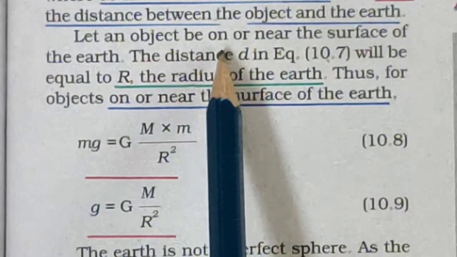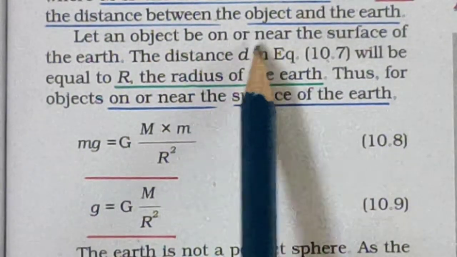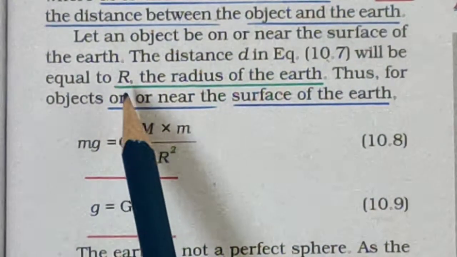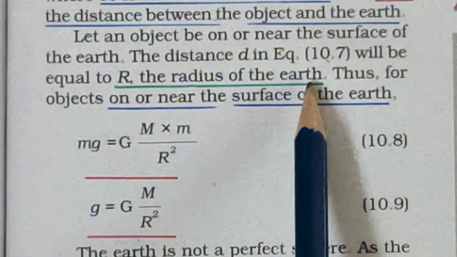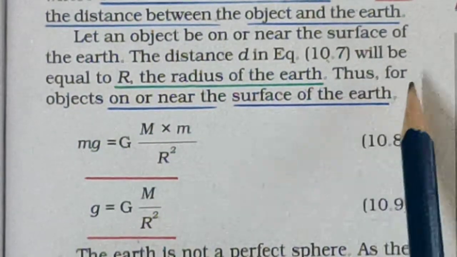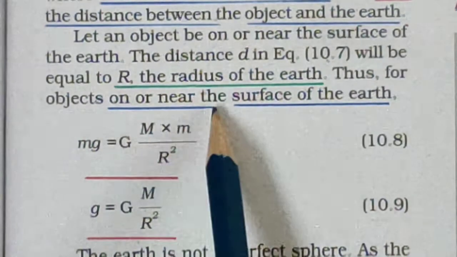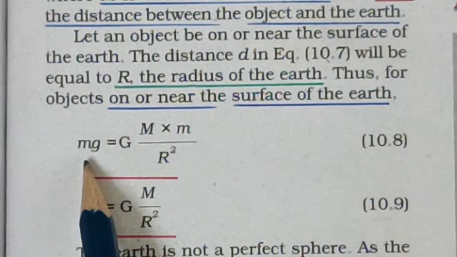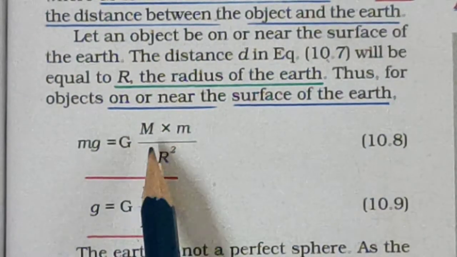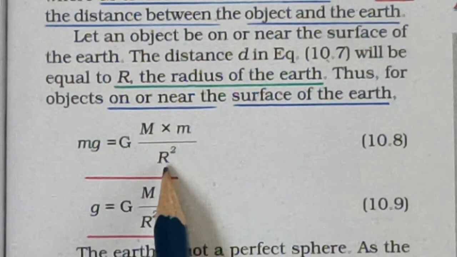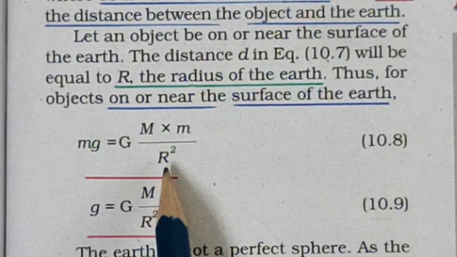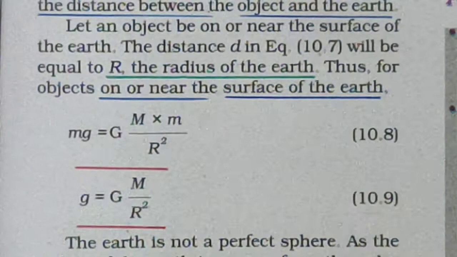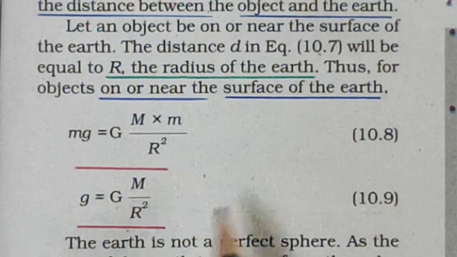Let the object be on or near the surface of the earth. The distance will be equal to the radius of the earth. Thus, for objects on or near the surface of the earth, mg is equal to G M m divided by R square, where R is the radius of the earth. Then g is equal to G M by R square.